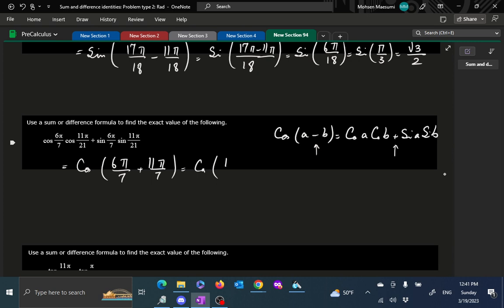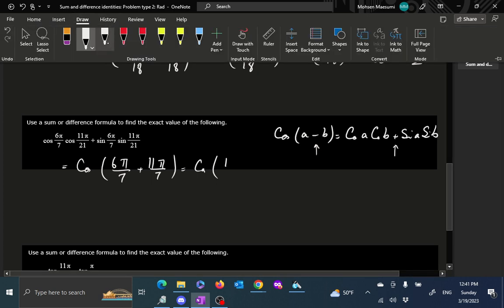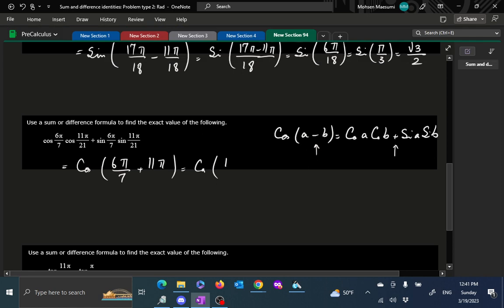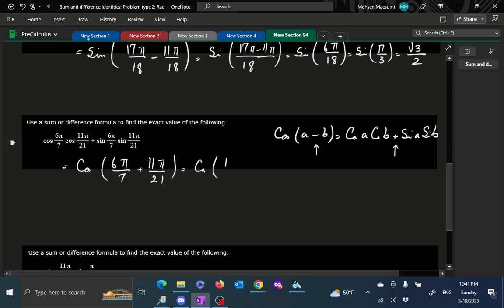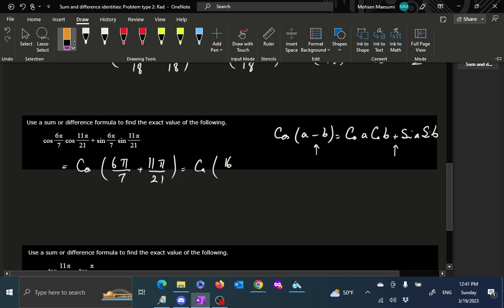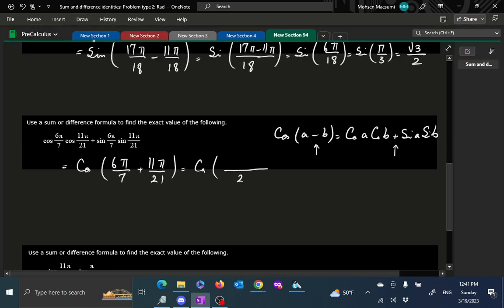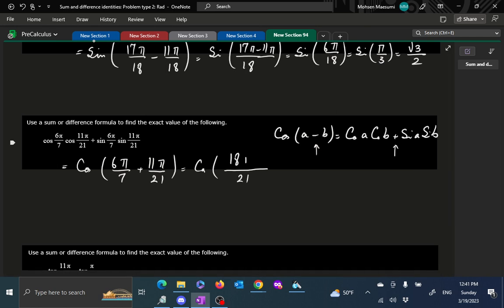Oh, excuse me, I made a mistake here. This one is, okay, 11 pi 21st, so 6, take a common denominator, 21. So I have to multiply the first by 3, so it becomes 18 pi plus 11 pi.